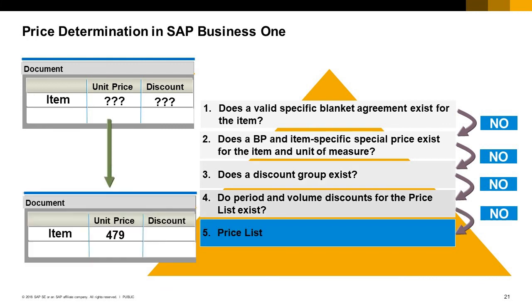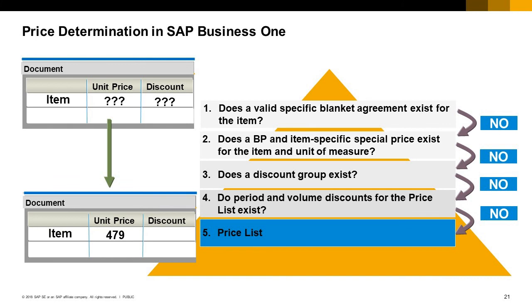If no valid period and volume discount for this price list exists for this item and unit of measure, then it uses the basic price list assigned to the document to determine the unit price. If a specific price exists for the unit of measure in the document, then that price will be used. However, the price list does not need to contain an entry for the specific unit of measure used in the document. A price will be automatically calculated for the item based on the relationships in the unit of measure group.